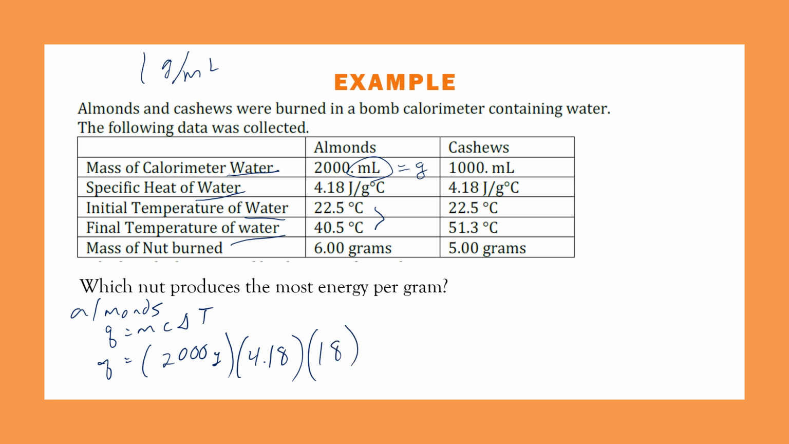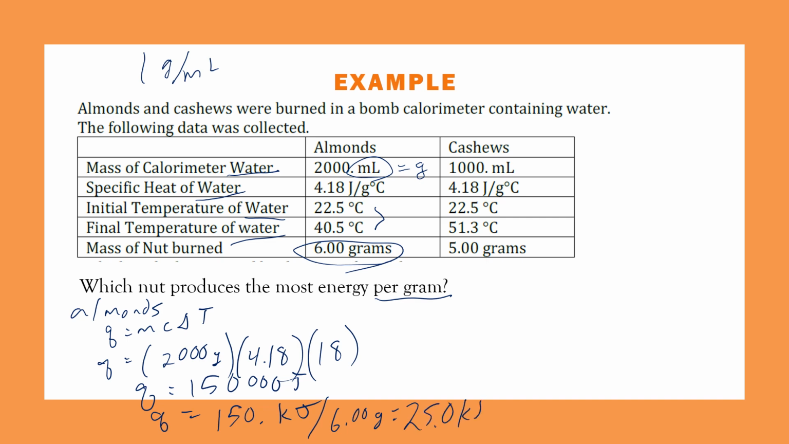So when you multiply, you'll get that the Q is, it's a really large number. So I'm going to go ahead and, let's see, it's 150,000 joules if I round to 2 sig figs. So I'm going to go ahead and put that in kilojoules, 150 kilojoules, just to keep it in a more reasonable value for us to work with. But then it says per gram. So I want to go ahead and divide that by the 6 grams that they give us. So we have 25.0 kilojoules per gram of almond. And that's the amount of heat energy that you get from almonds.